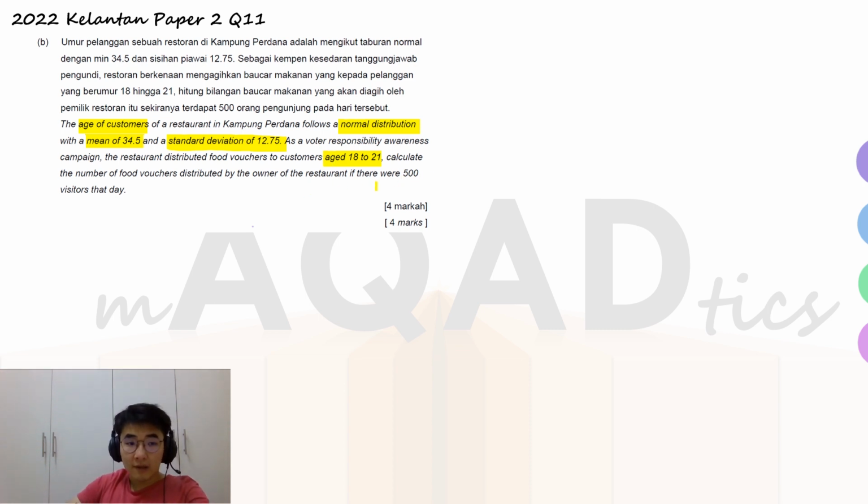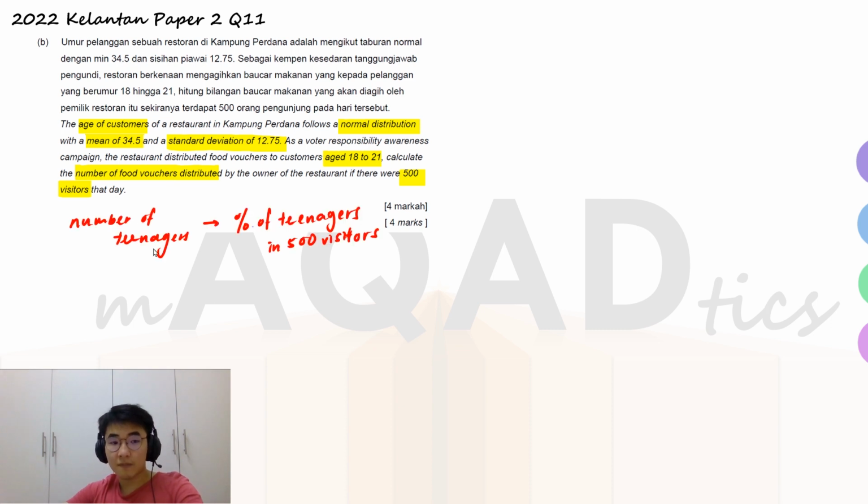Right, so they're asking us if there were 500 visitors that day, what is the number of food vouchers distributed? This means from these 500 visitors, how many of them are teenagers? Which also means what is the percentage of teenagers in these 500 visitors, or also means what is the probability of teenagers in 500 visitors. To find this probability, we can use this normal distribution to help us out.